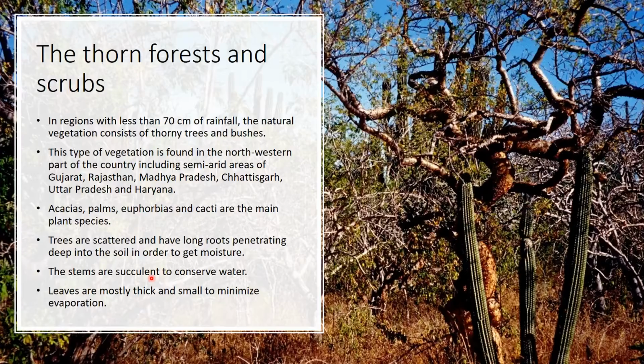Now let us look at the thorn forests of India. In regions with less than 70 centimeters of rainfall, the natural vegetation consists of thorny trees and bushes. This type of vegetation is found in the northwestern part of the country, including semi-arid areas of Gujarat, Rajasthan, Madhya Pradesh, Chhattisgarh, Uttar Pradesh and Haryana. Acacias, palms, euphorbias and cacti are the main plant species. Trees are scattered and have long roots penetrating deep into the soil in order to get moisture. The stems are succulent to conserve water. Leaves are mostly thick and small to minimize evaporation.